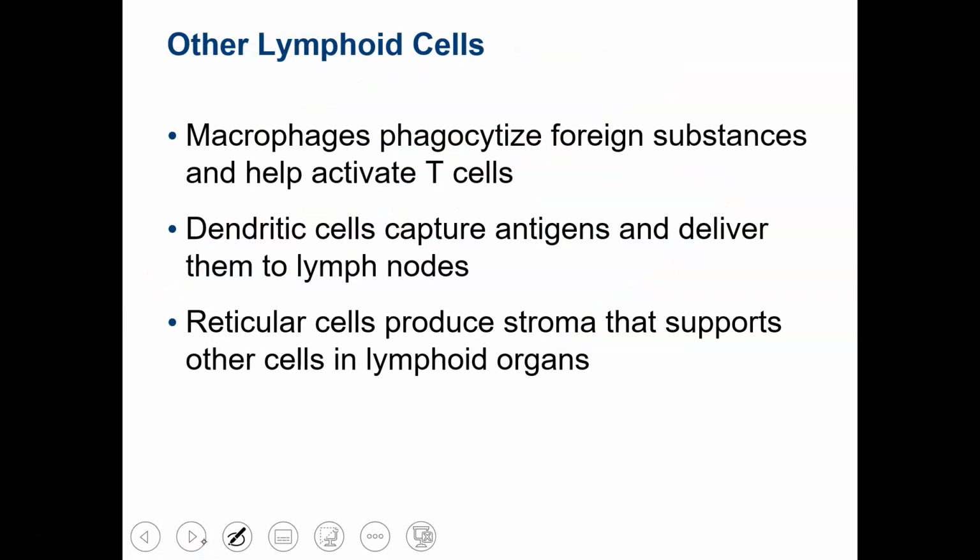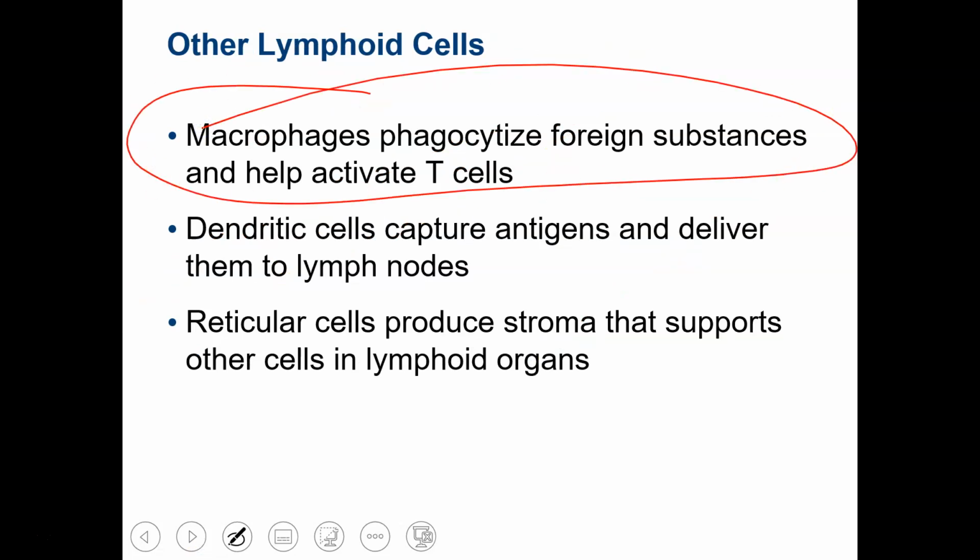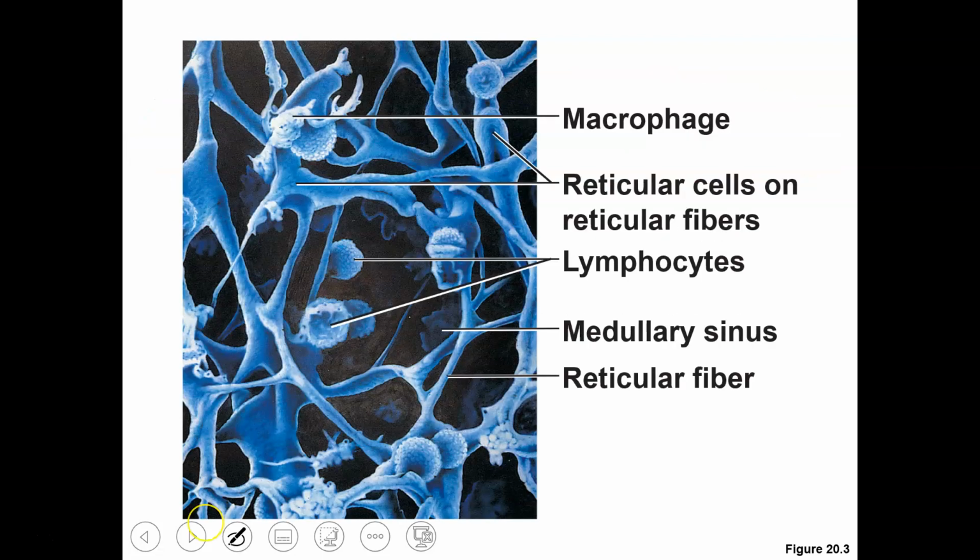Other cells in lymphatics, we have macrophages, again, from monocytes. These are going to actively attack antigens. There are dendritic cells, which grab on to stuff and help bring it back to lymph nodes. And then reticular cells, which sort of make this mesh, this network for the other cells. So here we see these reticular fibers, reticular cells, and then the other little cells attached to them.